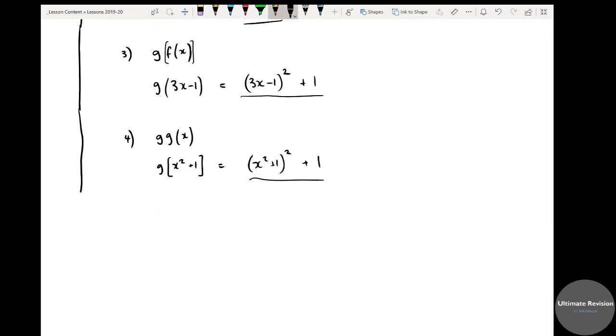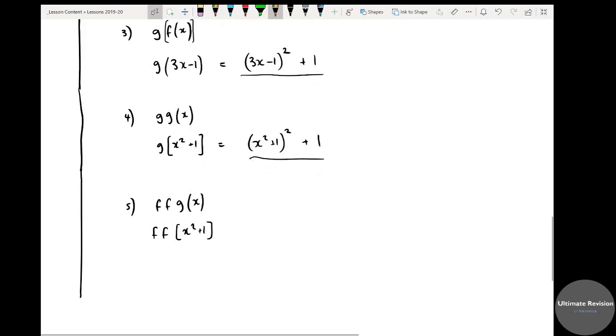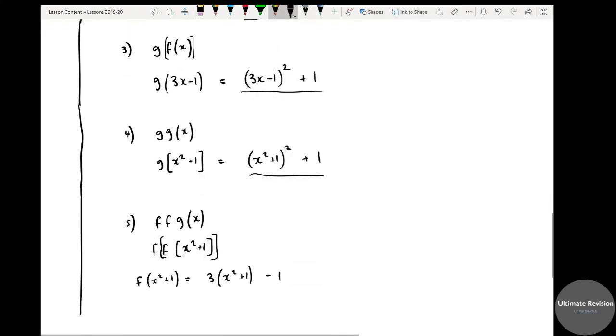Actually, let's do a really hard one. Let's do a triple. So this would be well beyond GCSE. Let's do f(f(g(x))). Okay, a triple. Okay. So start from the right hand side. So it's g(x) is x squared plus 1. Again, pause the video if you want to have a go at this one. I then do f of x squared plus 1. So that is going to be, so f of x squared plus 1 equal to 3(x squared plus 1) minus 1. Remember, because f(x) was 3x minus 1.